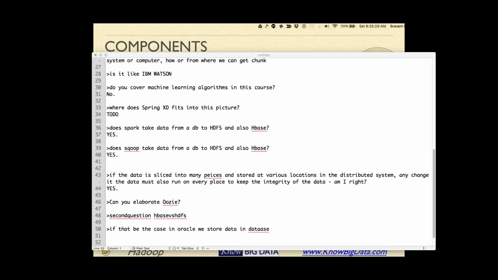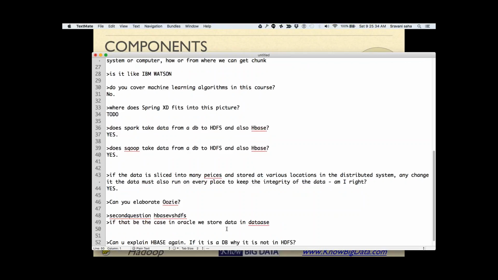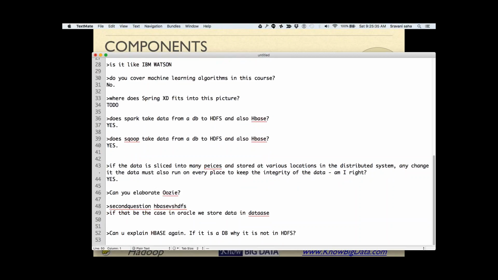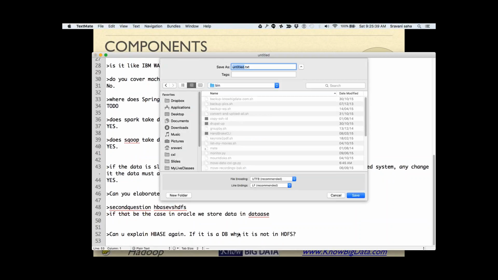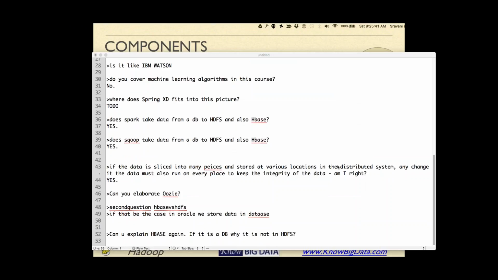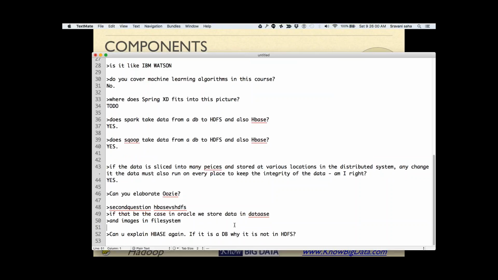Sindhu, what exactly is the question? If that be the case in Oracle, we store data in database. Okay, I think I'm getting it. Yes, we store the data in database and images in file system. That's how you can also look at it.